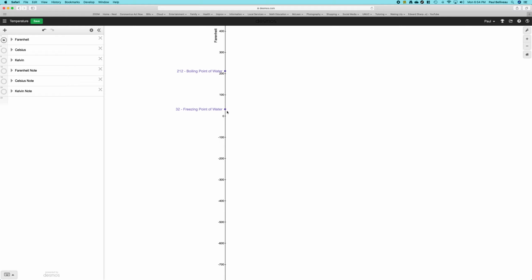Now, one bit of historical trivia I don't know is under what numerical system 32 became the freezing point of water and 212 became the boiling point of water. I'm sure it made sense to somebody at some point, but that's Fahrenheit, and that's what we use here in America for whatever reason. Most of the rest of the world uses the metric system, which places 100 degrees Celsius as the boiling point of water and 0 degrees Celsius as the freezing point of water.